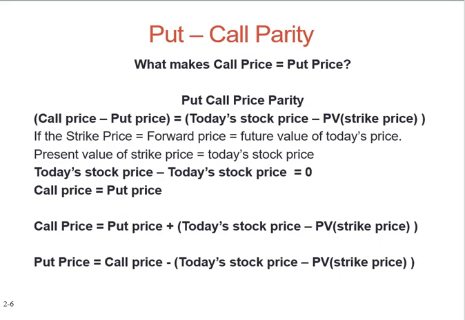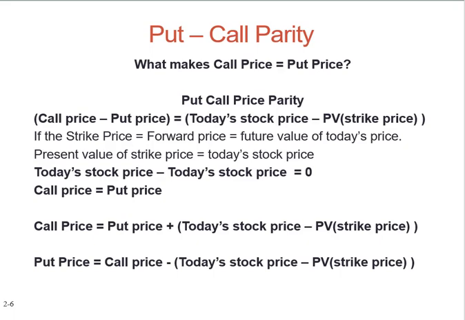So let's again return to call price and put price. If we set them equal, call price minus put price is 0. The left-hand side of the equation is 0. How do we get the right side to be 0? We have today's market price minus the present value of the strike. How can the present value of the strike price be the same as today's price? The strike price would have to be the future value of today's price. The future value of today's price is called the forward price.